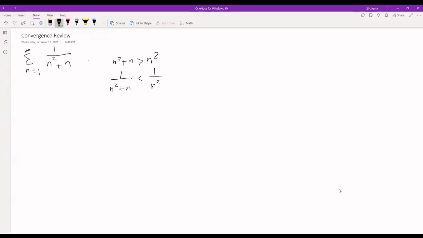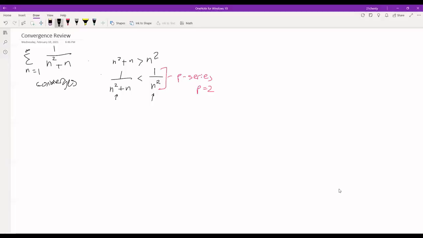And this is a p-series where p equals 2, which means this converges. So therefore, since this is less than that, for all values of n, this series also converges. So, convergence. That was pretty simple.